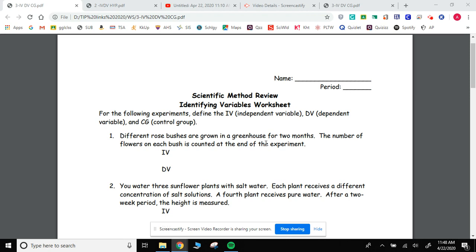Number one, different rose plants are grown in a greenhouse for 2 months. The number of flowers in each bush is counted at the end of the experiment. Independent variable here would be the type of rose bush. Dependent variable would be the number of flowers on the rose bush. Again, cause and effect.